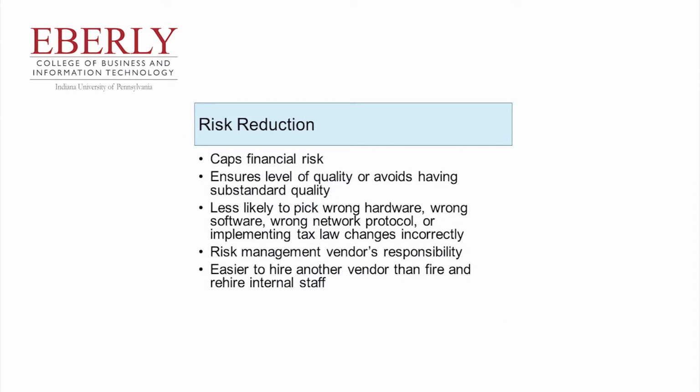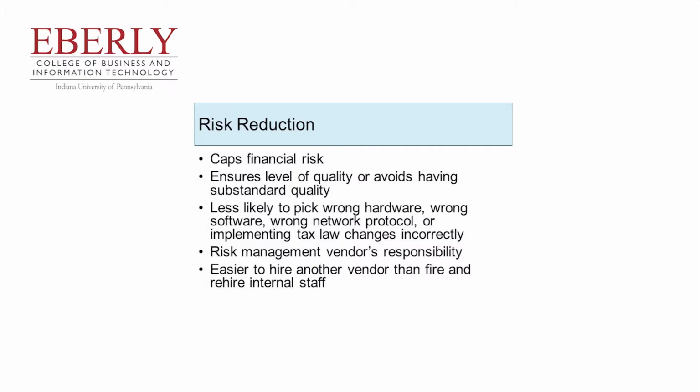Second, outsourcing can reduce the risk by ensuring a certain level of quality or avoiding the risk of having substandard quality. A company that specializes in food service knows what to do to provide a certain level of quality. It has the expertise to ensure, for example, that only healthy food is served. So too, a company that specializes in, say, cloud server hosting knows what to do to provide a certain level of reliability for a given workload.